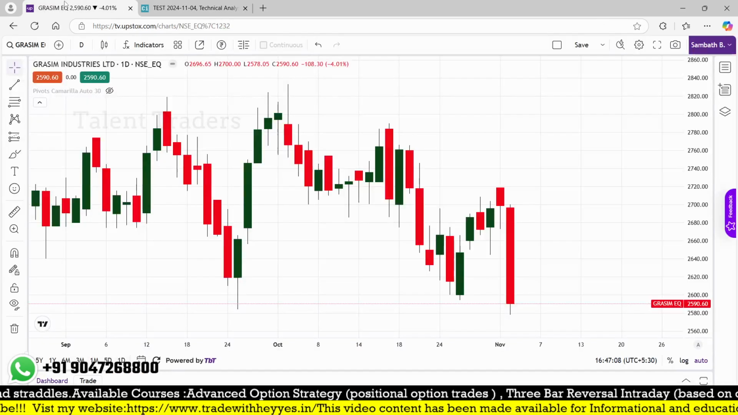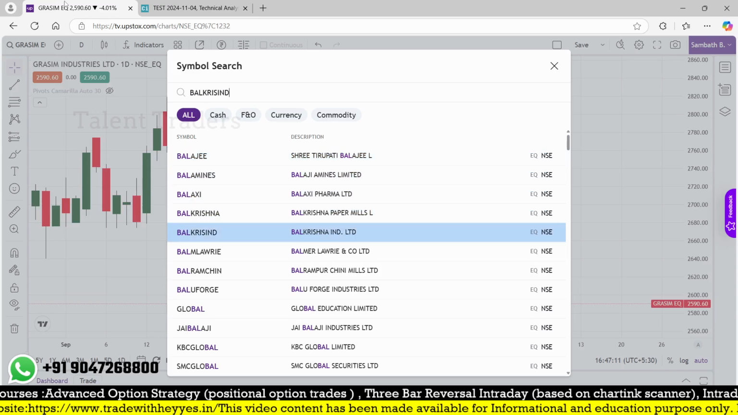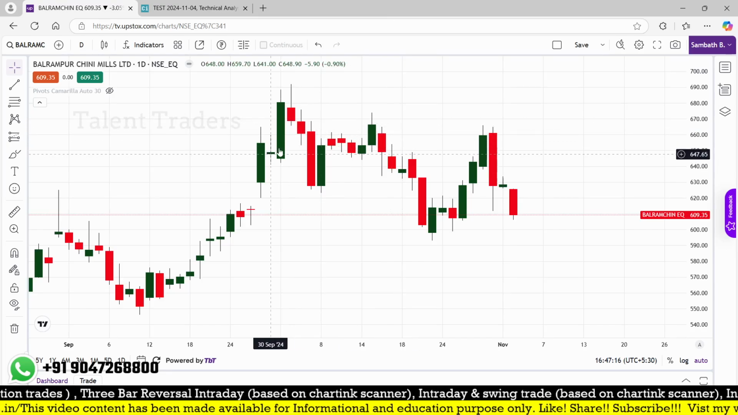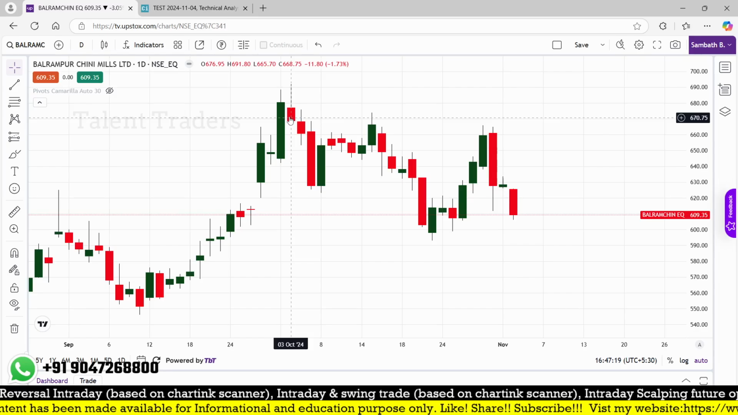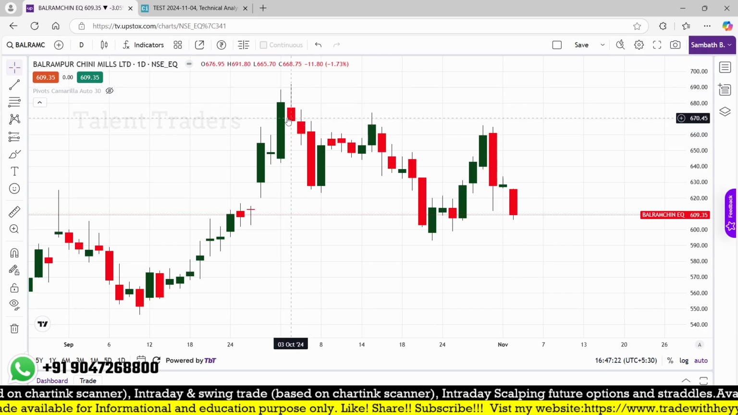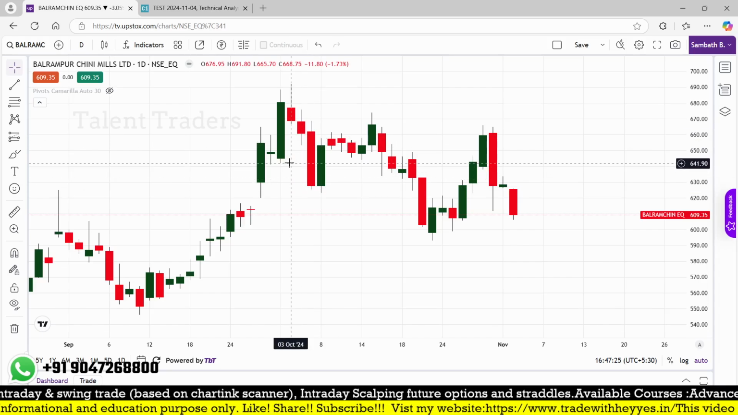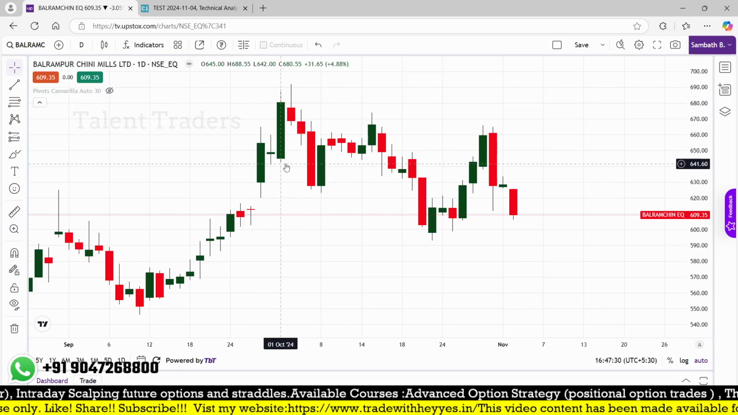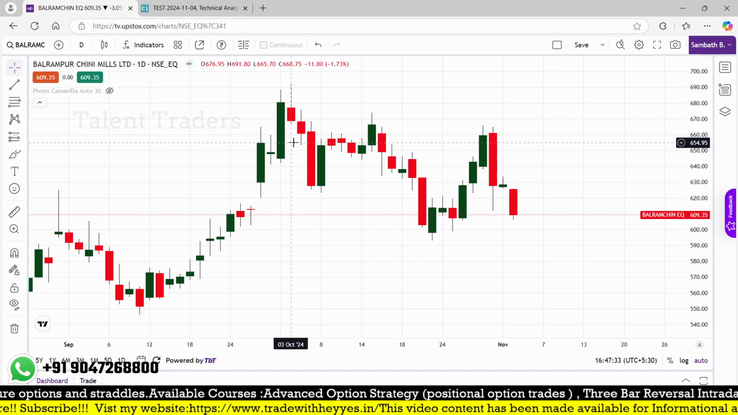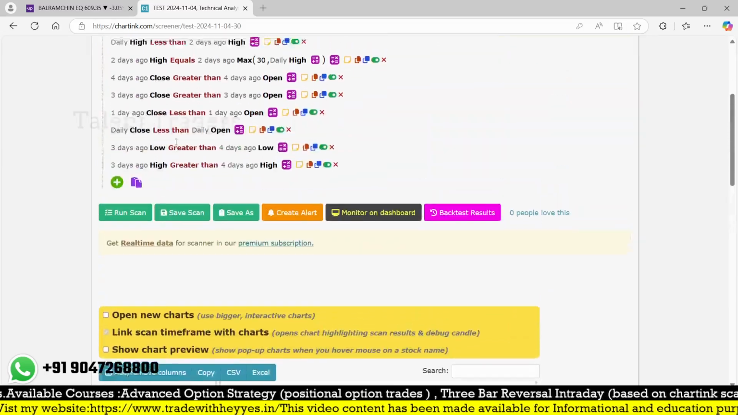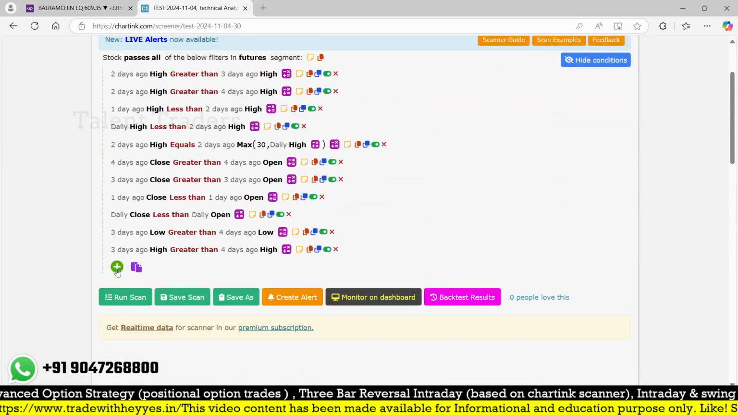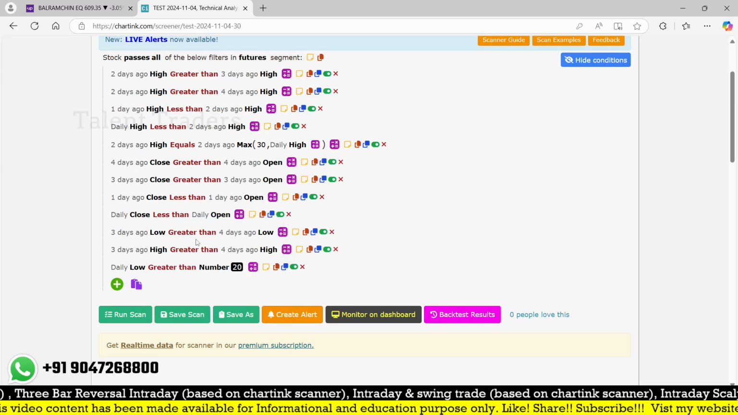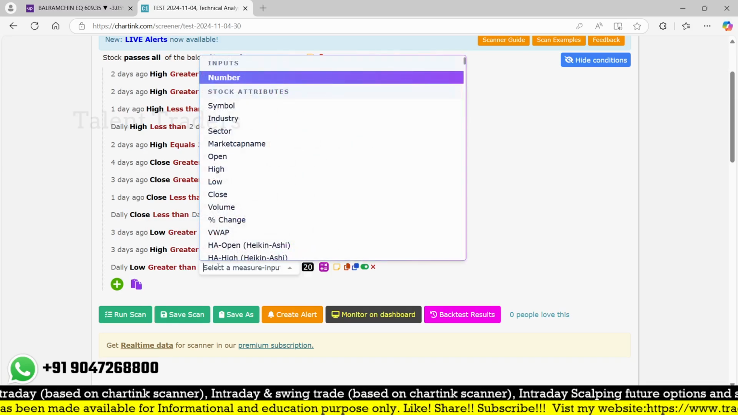Let me go for Balrampur Chini. Same pattern is happening here. That's good. Those two candles are bullish and the next one is bearish, and it is almost the highest of the trend. And the next two candles are red. But this candle low is less than the previous two, and I should look for it to be less than this. Then it would be a very small stop loss. If you just keep going big, it would be a very big stop loss. Then the day low, that means the current candle low, must be greater than the low of the fourth candle.